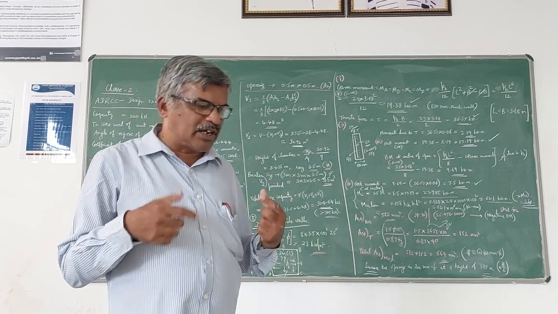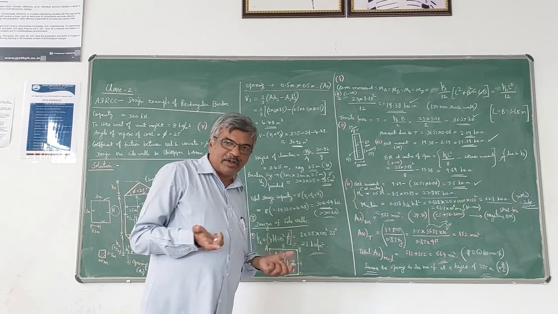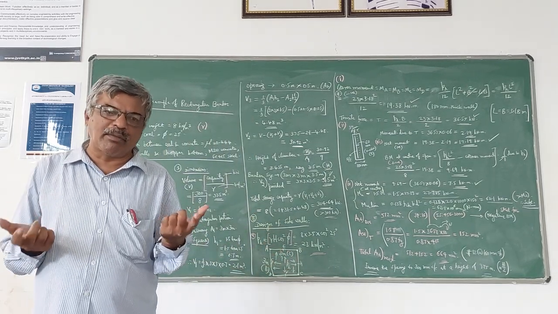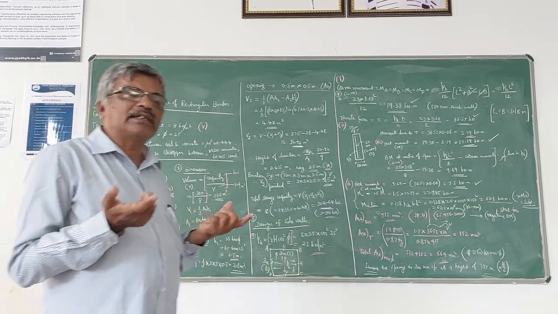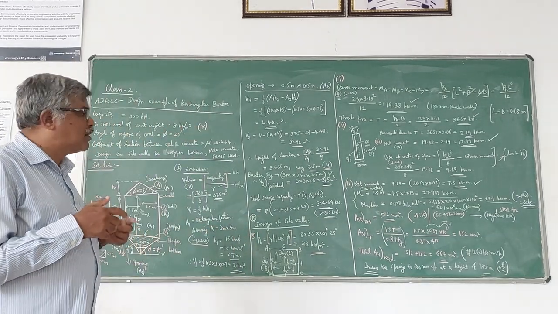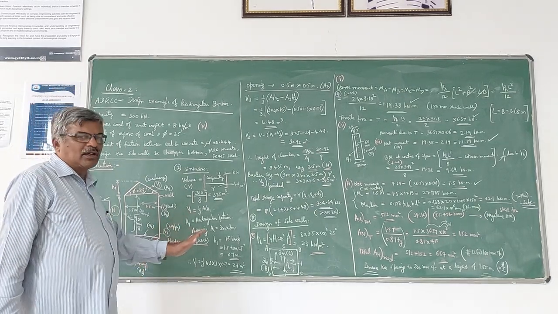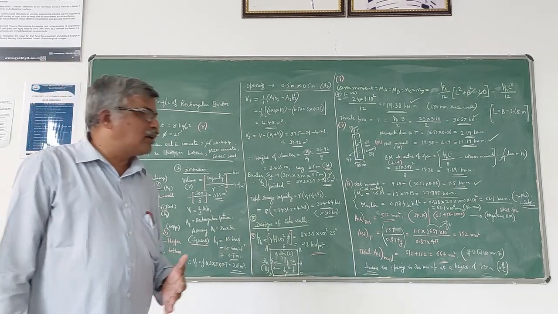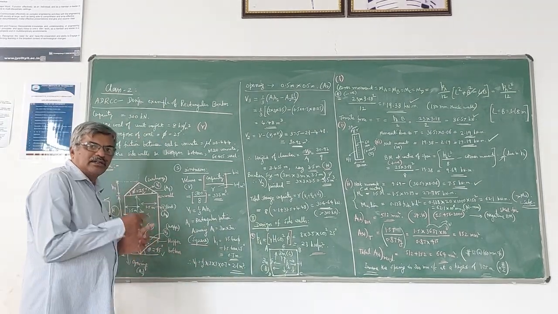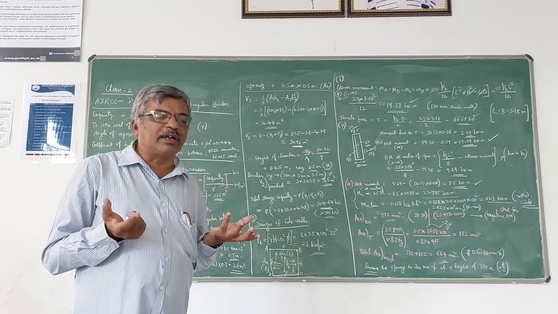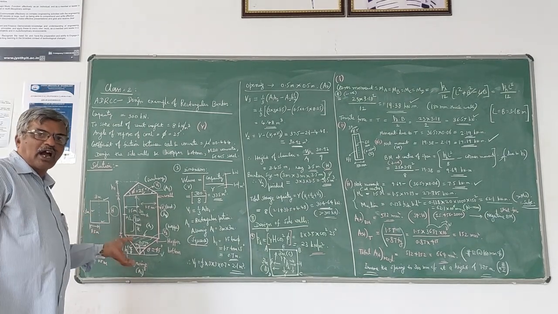At the sections where moment is more, you are going to provide a lesser spacing. At the sections where moment is lesser, you are going to provide more spacing. More spacing means lesser amount of steel, less spacing means more amount of steel we are providing. So this is the design of sidewalls. In the next lecture, I will be explaining the design of this hopper bottom. So design of a rectangular bunker means you have to design both the sidewall as well as the hopper bottom.